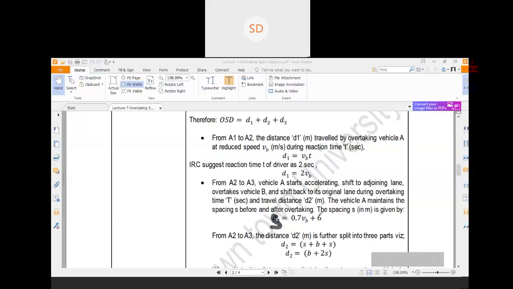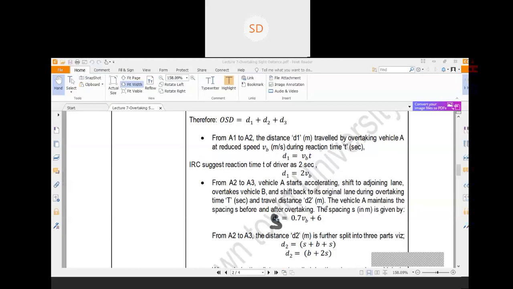So here the spacing is 0.7 Vb plus 6. This is an empirical formula given by IRC, so there is no derivation associated with it. You just have to remember that the spacing is 0.7 Vb plus 6, where Vb means the speed of the slow moving vehicle. So this is the formula for spacing.